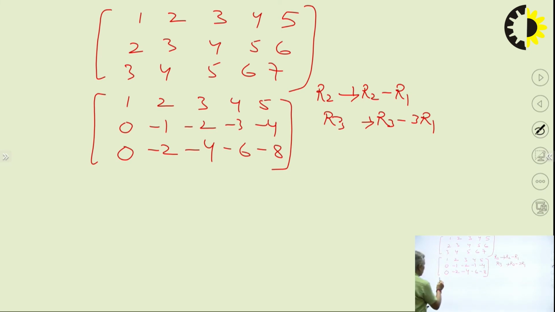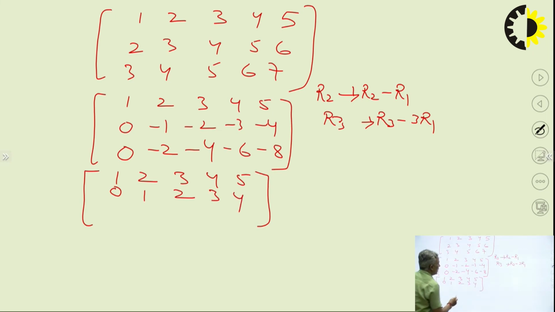So the last row reduces to 0. The first row is 1 2 3 4 5, right? Another row is divided by minus 1, giving 1 2 3 4, right? And the last row will be 0 because R2 and R3 are identical. Now with the help of this element, all column operations are applied and reduced to 0 form. So what will be the result here?